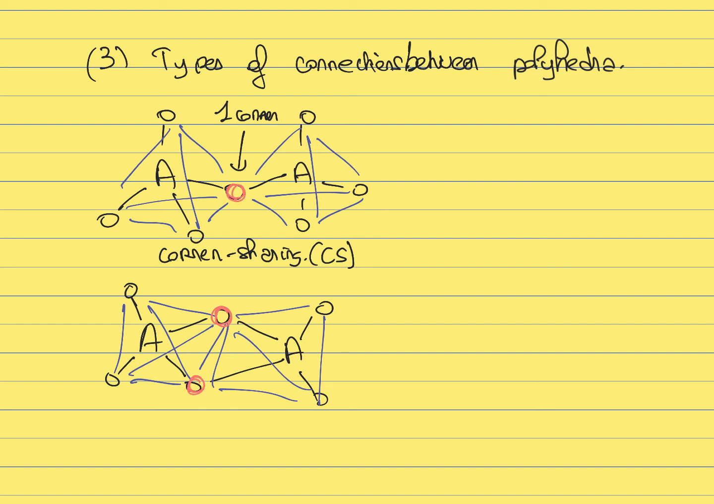So in the first case, they were only sharing 1 oxygen, only sharing 1 corner. Now they are sharing 2 corners. So they have 2 corners in common. And if they are sharing 2 corners, it means that they're actually sharing an edge here. There is an edge that is in common between the 2 tetrahedrons.